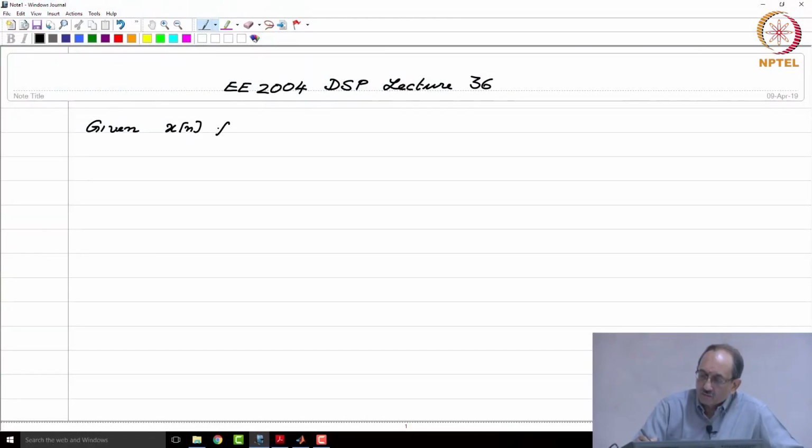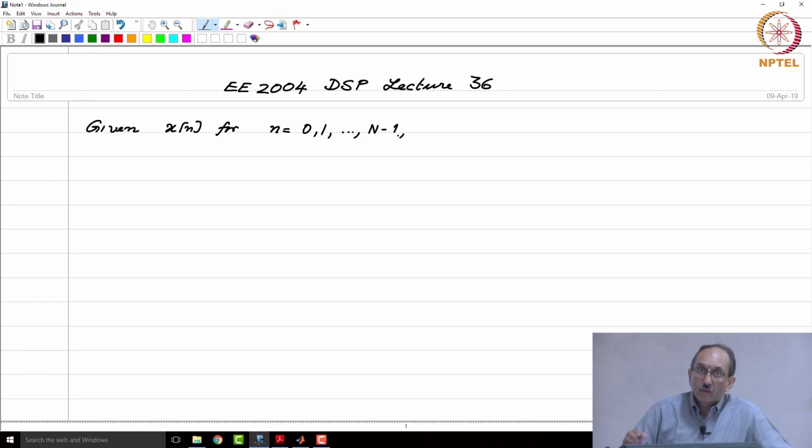Let us continue our discussions on the discrete Fourier transform. We saw that given x of n for n equal to 0, 1 up to N minus 1, the DFT is defined like this.